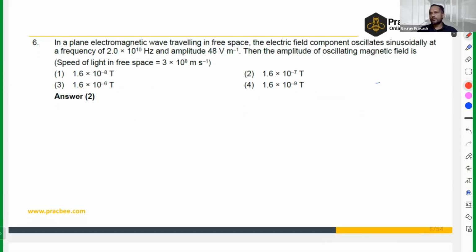So the next question is from the electromagnetic waves chapter, class 12, and it's the easiest question, because we know that C is E by B. That is, the speed of an electromagnetic wave is the ratio of the electric field and the magnetic field at any instant of time.